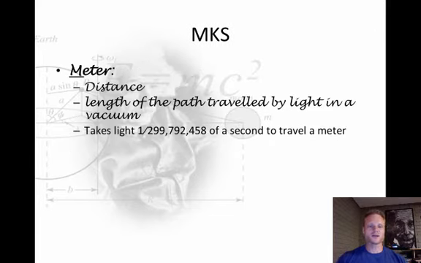So the first thing I want to talk about is the meter. The meter measures distance. And the meter is based upon the length of the path traveled by light in a vacuum. It's basically how far can light travel in this amount of time: 1/300 millionth of a second, I'm rounding this. So that's how far light will travel in a meter. The meter is based upon how far light travels in this much time. Okay, so that's pretty crazy.